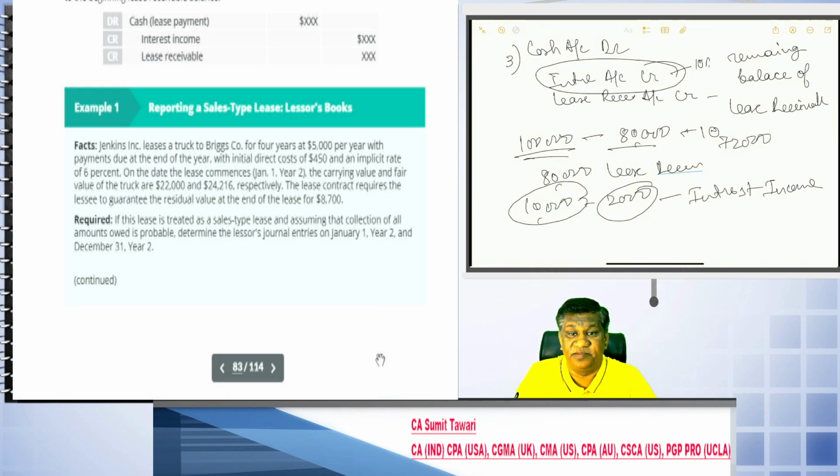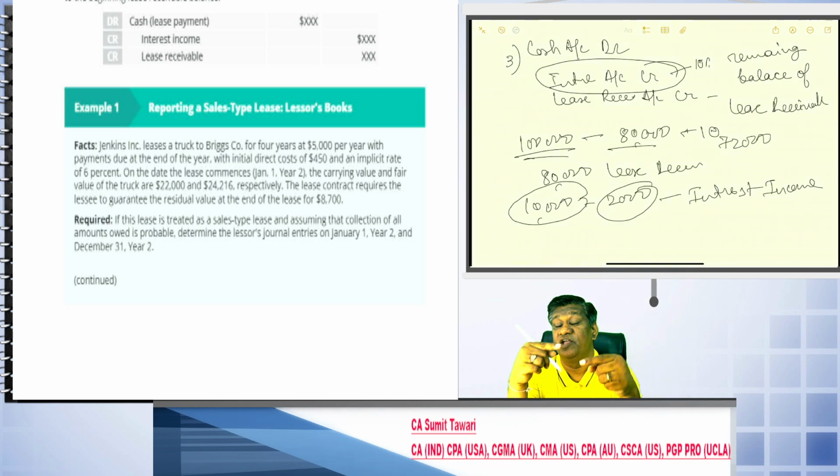Then reporting a sales type lease in the lessor's books. Jenkins Inc. leases a truck to Bring Company for 4 years at 5,000 per year, with payment due at the end of the year, with an initial direct cost of $450 and an implicit rate of 6%, on the lease commencement date of 1st January year 2. The carrying value of the truck is 22,000 and the fair value is 24,216. Whenever we transfer the asset, first we need to convert to the fair value. Keep that in mind.